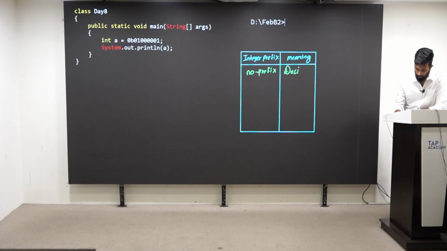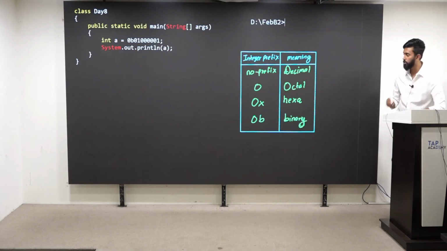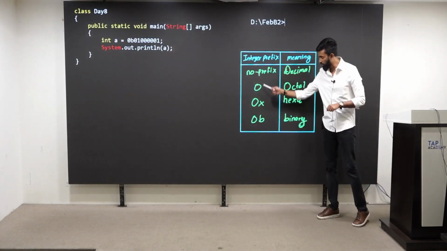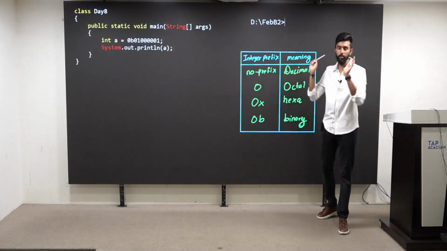Decimal. Very good. If there is 0 prefix, octal. If there is 0x, hexadecimal. And if it is 0b, binary. I think everybody understood the different integer prefixes and how it works.